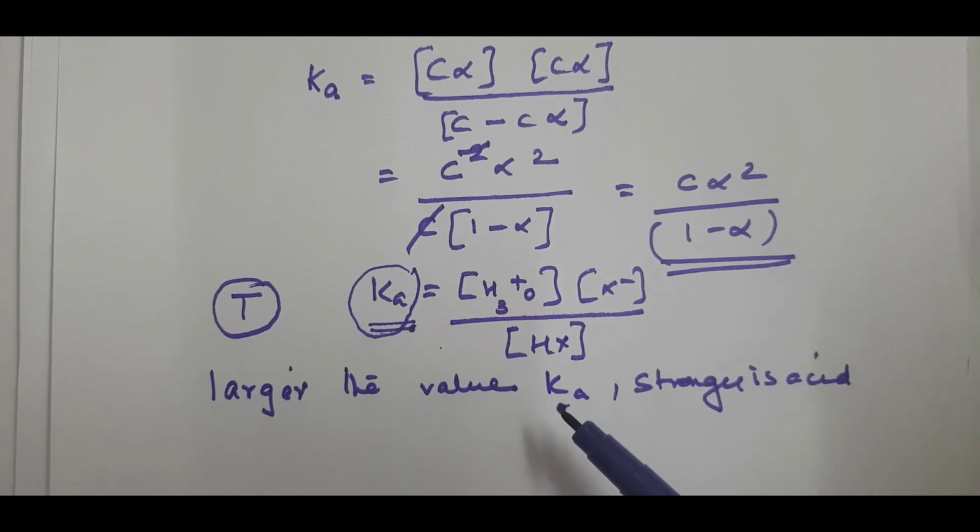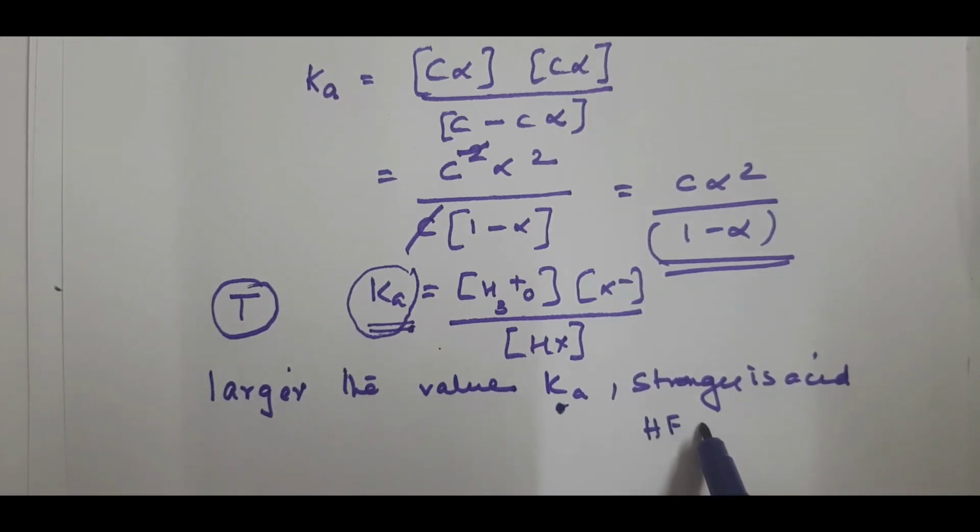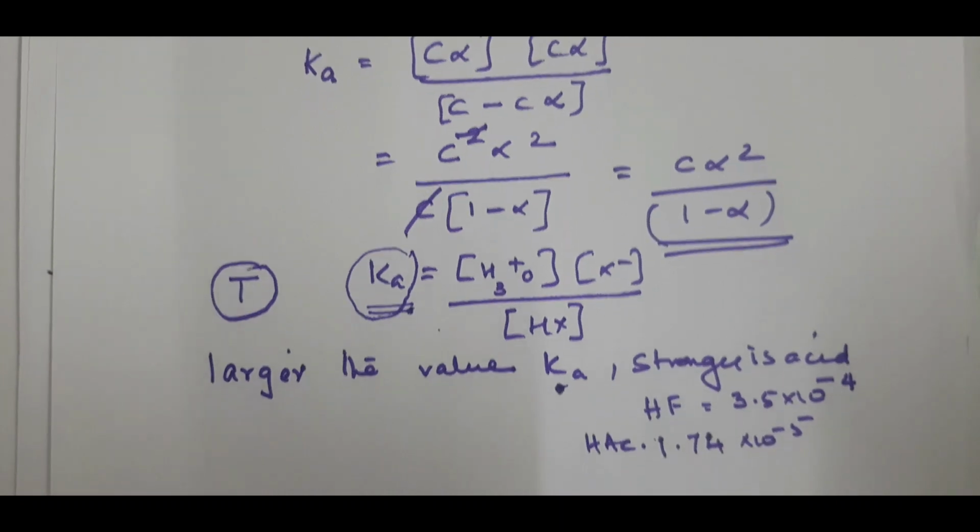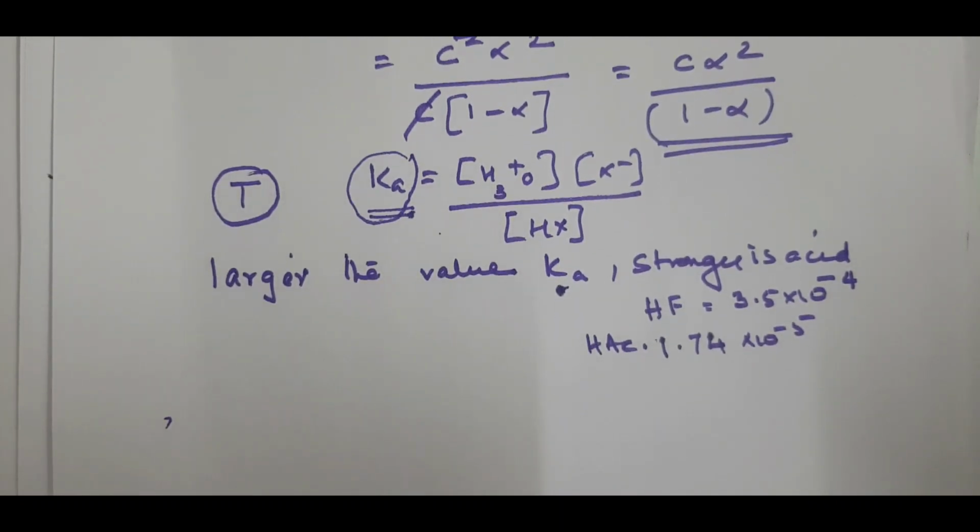Now, if you want to have the magnitudes or values of the ionization constant of some selected weak acids, you can go through it in the textbook. It is given. Hydrofluoric acid, HF, for example, has 3.5 × 10^-4, whereas acetic acid is 1.74 × 10^-5. See the difference? From the value of Ka, we can calculate how strong or how weak the acid is.